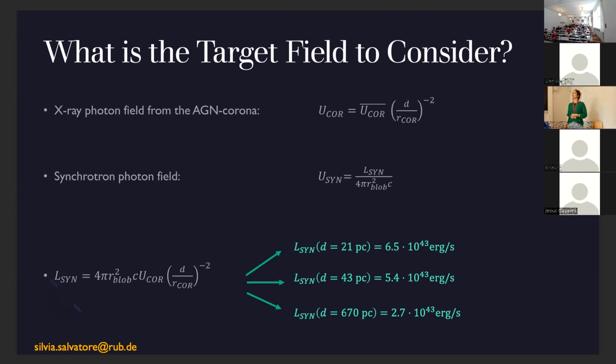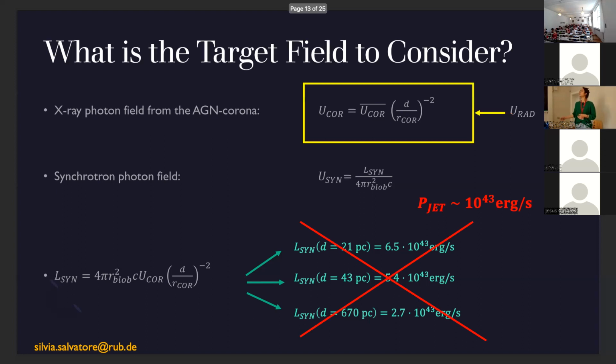But I also have to account for the synchrotron photon field. So in order to decide which of the two is the dominant one, I can just equate those two expressions there. But this will lead me to need synchrotron luminosities for the three distances of the order of 10^43 ergs per second. And in all three cases, these exceed the threshold set by the power of the jet, which is 10^43 ergs per second. So from now on, I will consider just the corona plus disk target field to be the dominant one for these interactions.